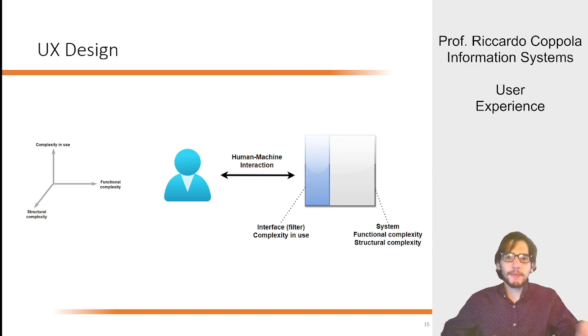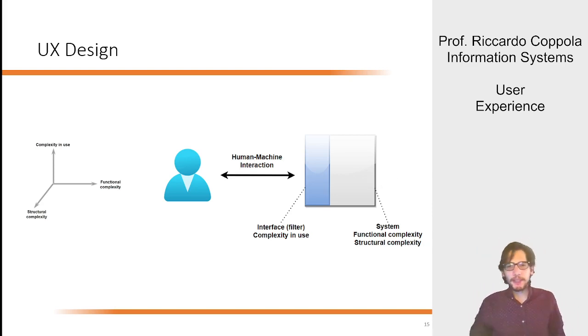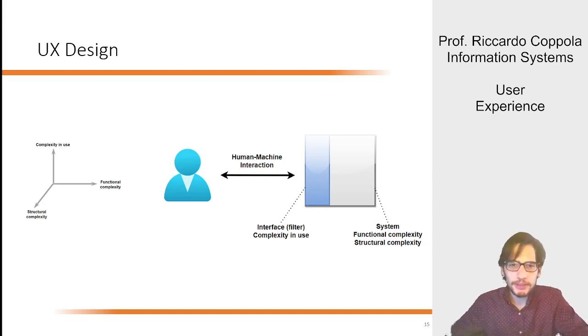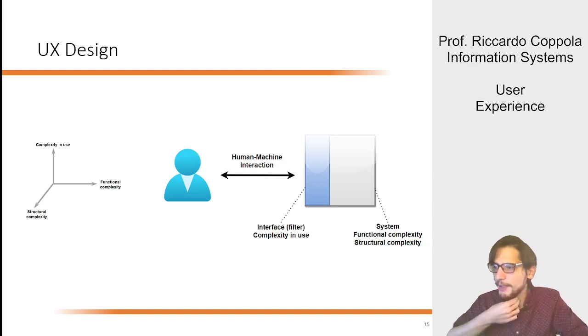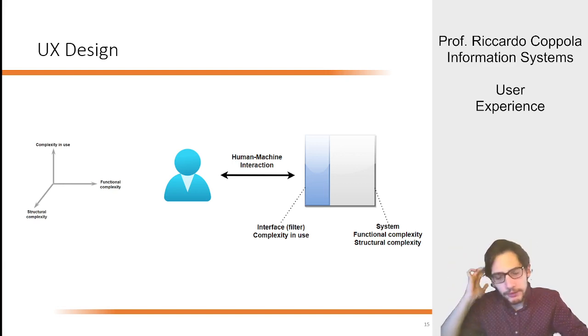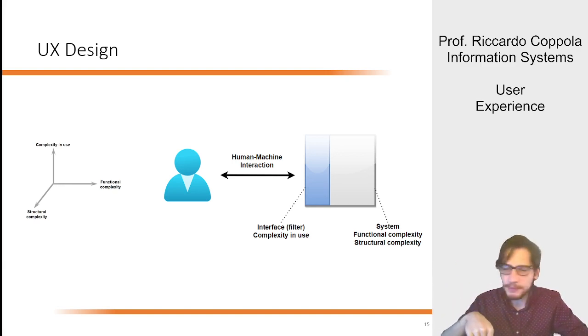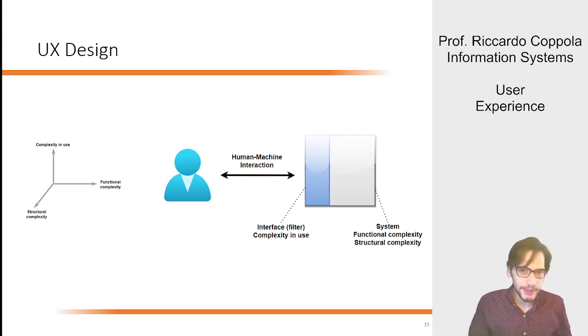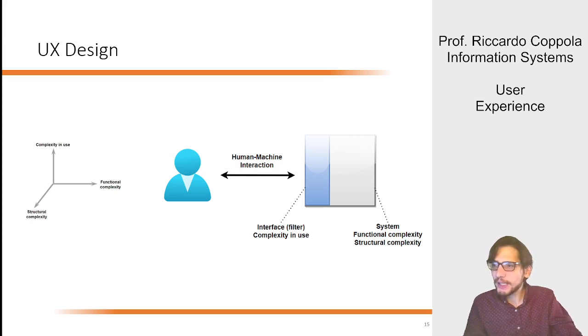In general, when we talk about making things simple, we talk about usability and user experience design. So we need to take into account the three dimensions that we have: the complexity of the system in terms of functions that it provides, the structural complexity of the system, but also the complexity in using the system. We need to think that the functional and structural complexity are in the gray area, so in the gray part of the box representing my system.